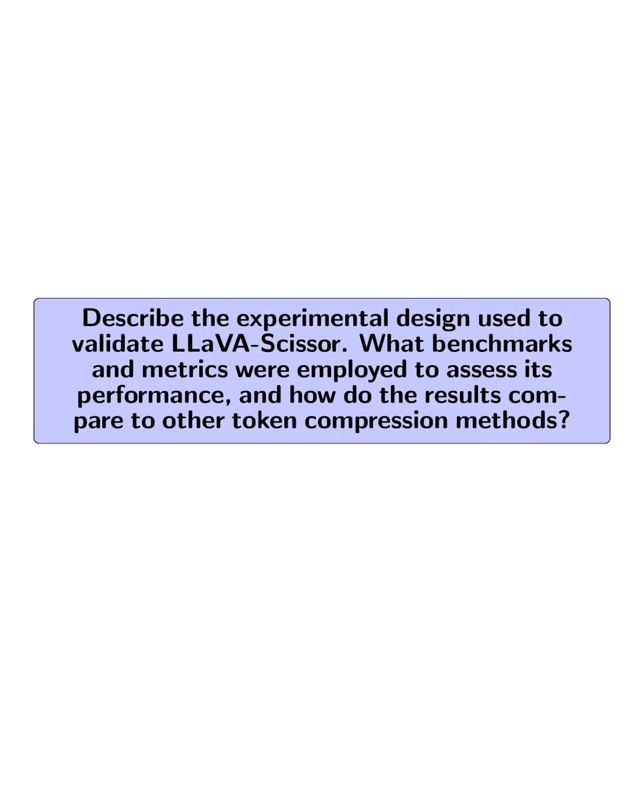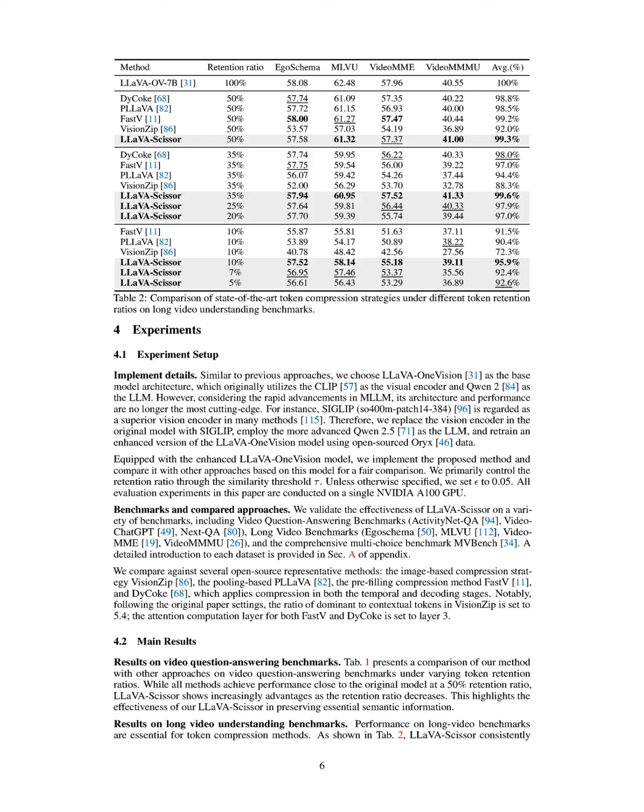Describe the experimental design used to validate LLaVA-Scissor. What benchmarks and metrics were employed to assess its performance, and how do the results compare to other token compression methods? The experimental design involved evaluating its performance on various benchmarks, including video question answering benchmarks, ActivityNet-QA, Video-ChatGPT, NExT-QA, long video benchmarks, EgoSchema, VideoMME, VideoMMMU, and the multi-choice benchmark MVBench.